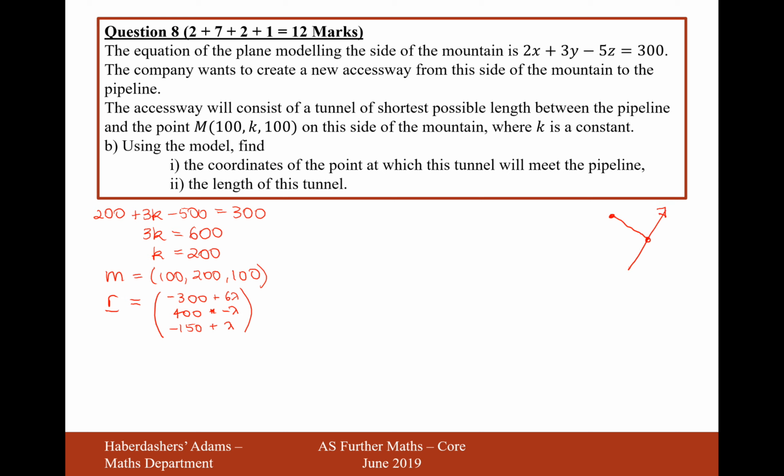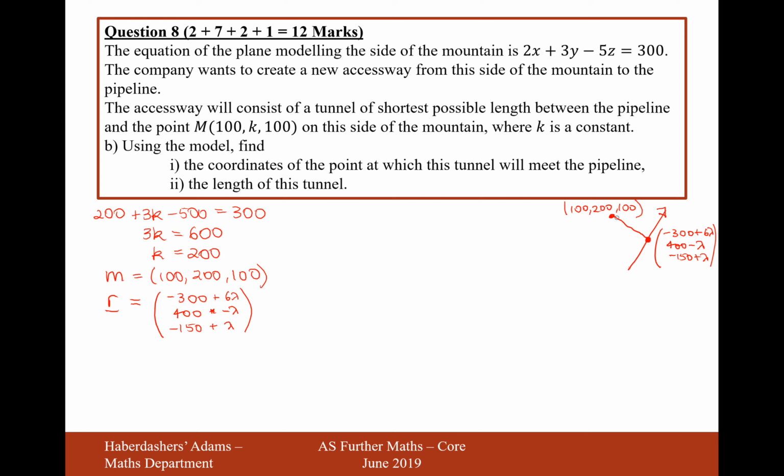So what we'll do then is we'll refer to this point here, the point of connection, the coordinate at which the tunnel will meet the pipeline. So I'm referring to coordinate I here, the coordinate of the point at which the tunnel will meet the pipeline. I'll refer to that as (-300 plus 6 lambda, 400 minus lambda, -150 plus lambda). And we want to find the shortest distance to this coordinate up here, (100, 200, 100).